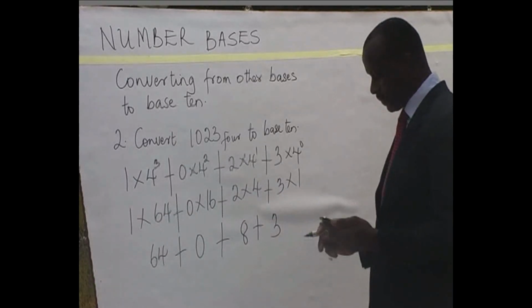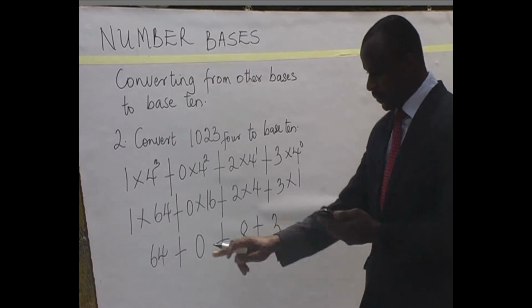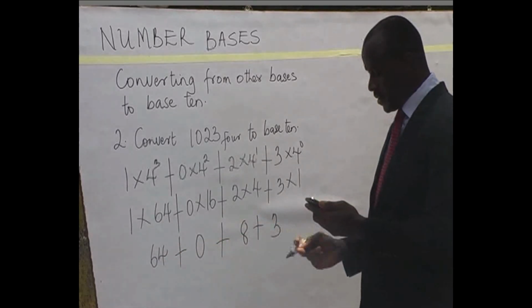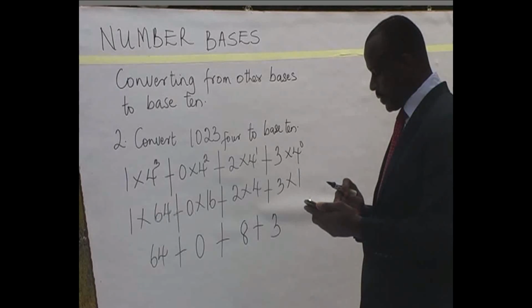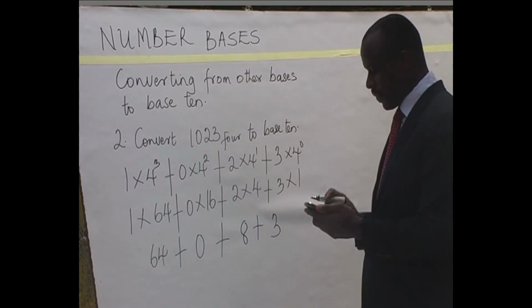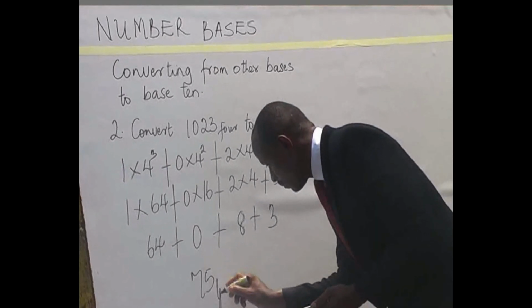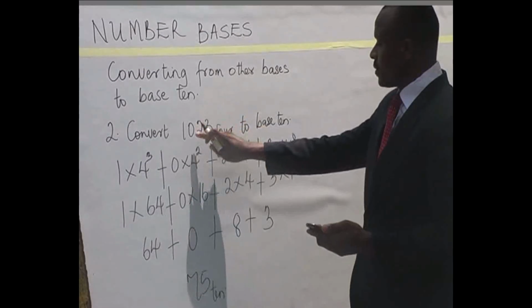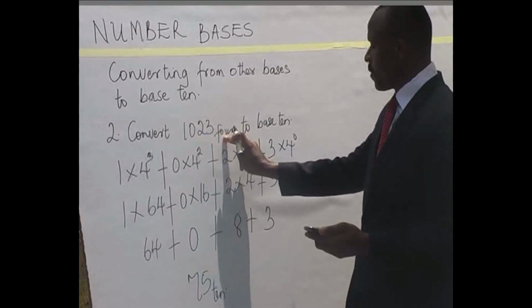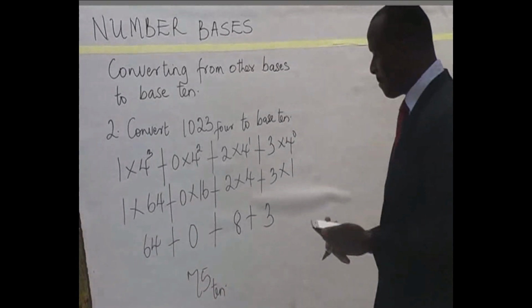Go back to your calculator. We have 64 plus 0 is 64. Then plus 8 plus 3 is 75. That means this figure, 1023 base 4, being converted to base 10 is 75 base 10.